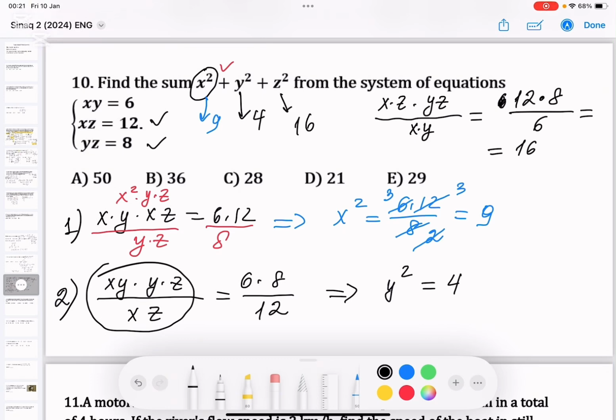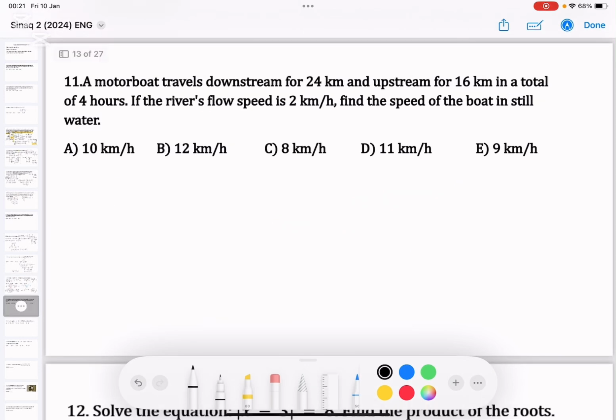So x squared plus y squared plus z squared would be 29. That is the final answer. Next question.